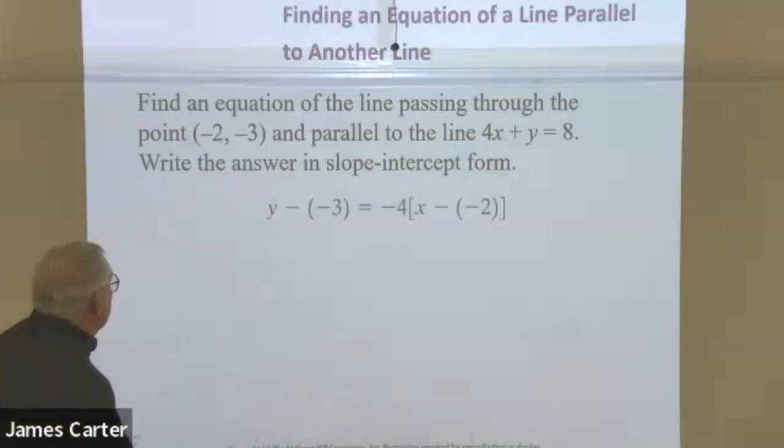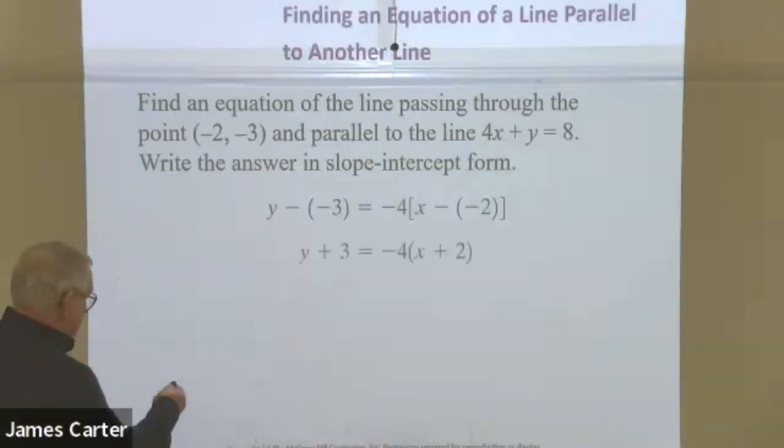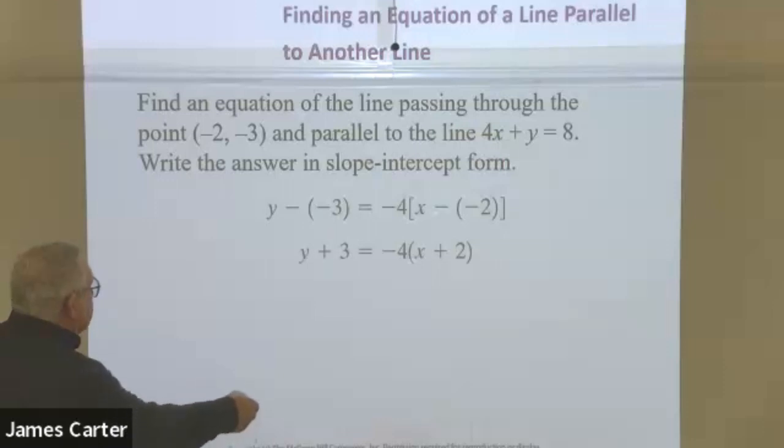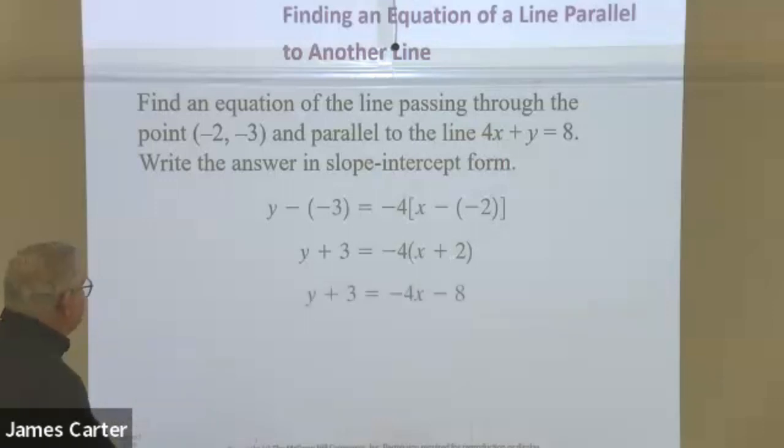Continuing. We're going to do some simplifying here. We're going to simplify there. Now we're going to distribute. Now we're going to take 3 to the other side. So that leaves us y equals -4x plus 11.